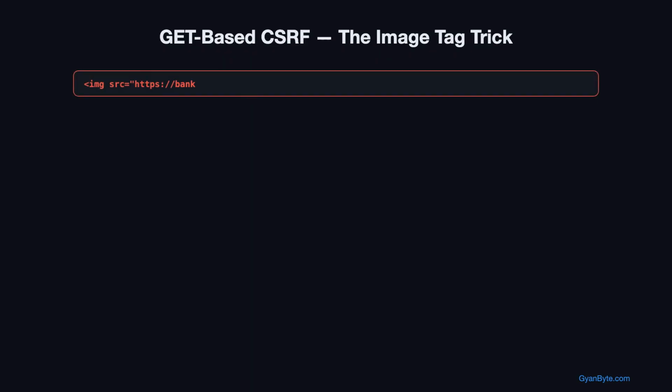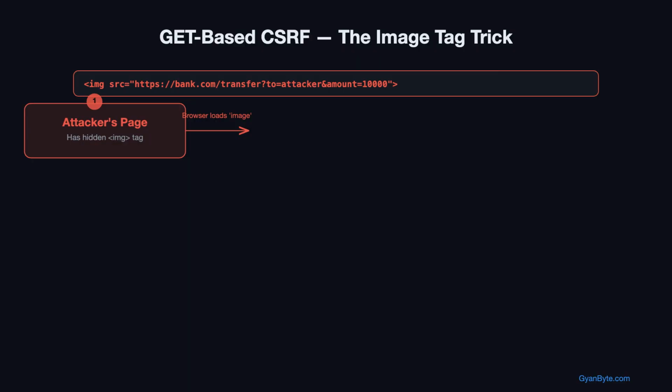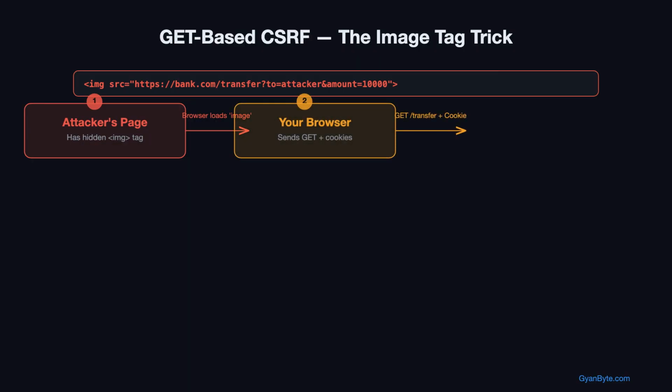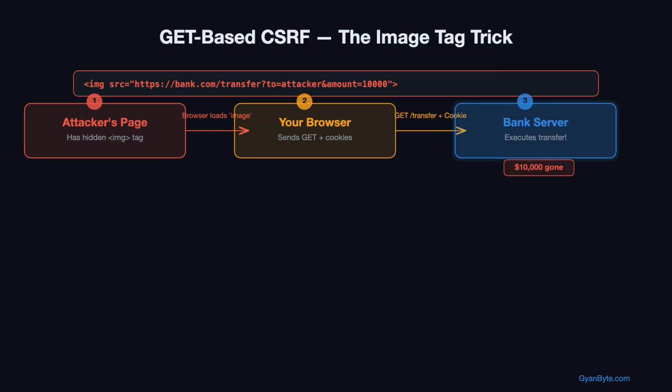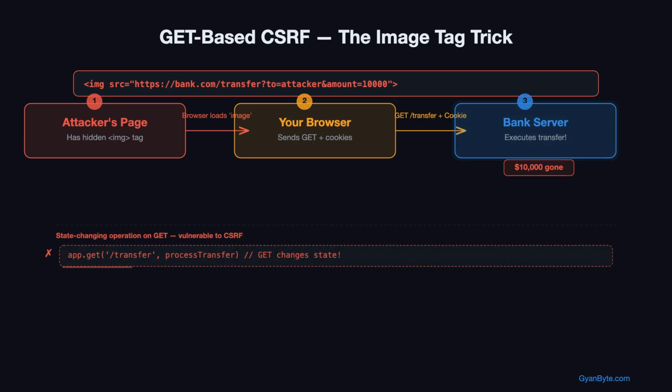The simplest CSRF attack. The attacker puts an image tag on their page. The source attribute points to bank.com/transfer with the attacker's account and the amount right in the URL. Your browser sees an image tag. It tries to load the image. It sends a GET request to bank.com with your cookies attached. The bank receives a valid authenticated transfer request and executes it.